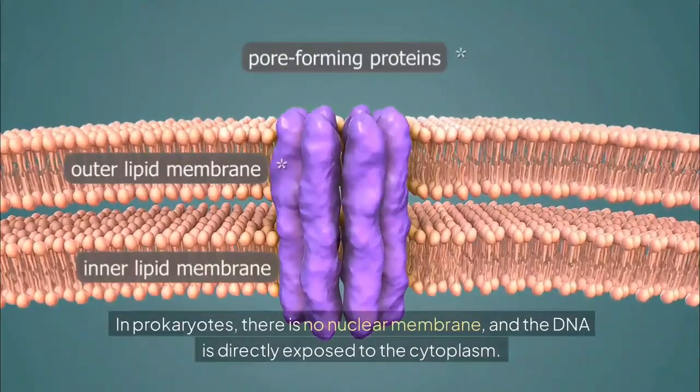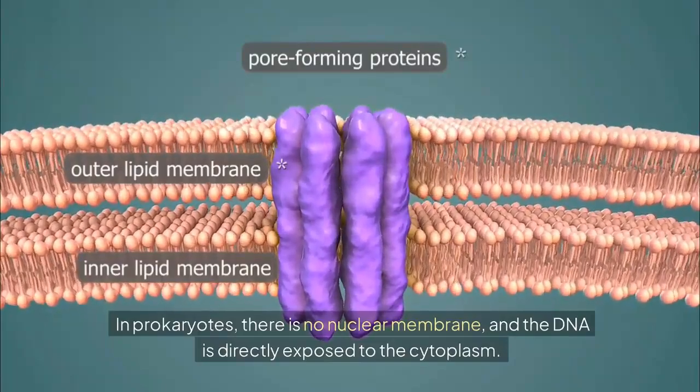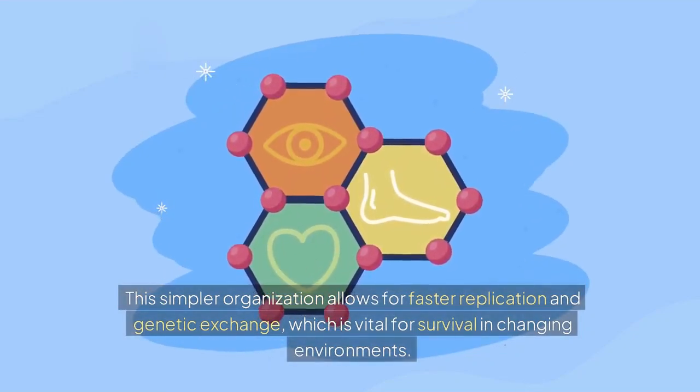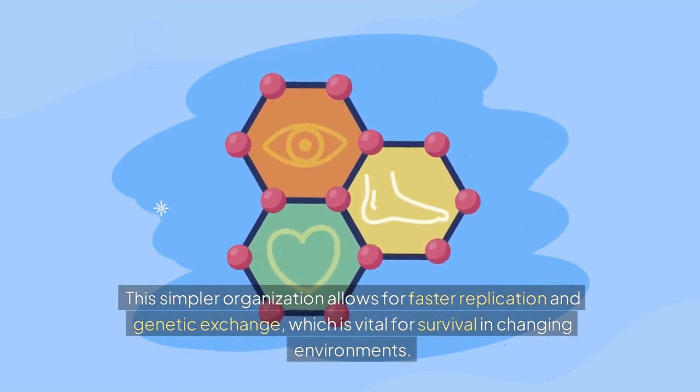In prokaryotes, there is no nuclear membrane, and the DNA is directly exposed to the cytoplasm. This simpler organization allows for faster replication and genetic exchange, which is vital for survival in changing environments.